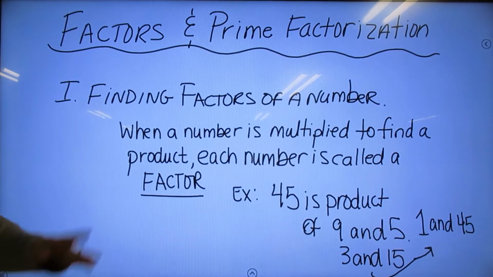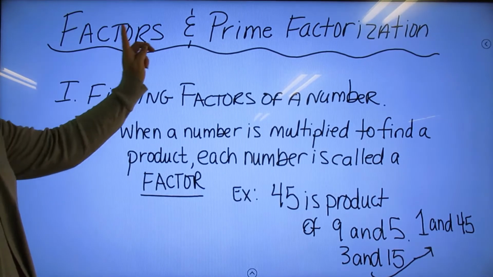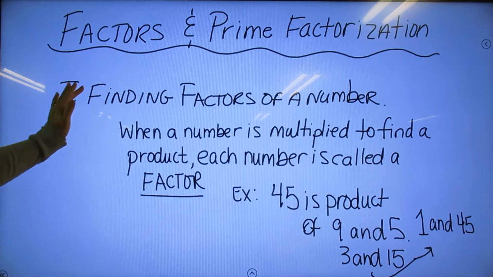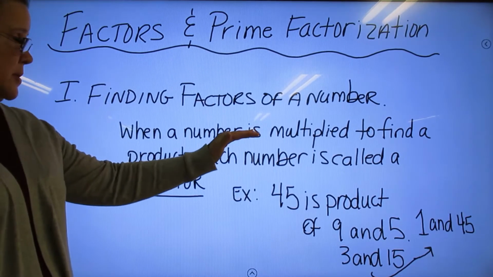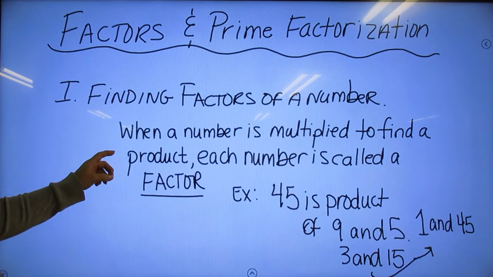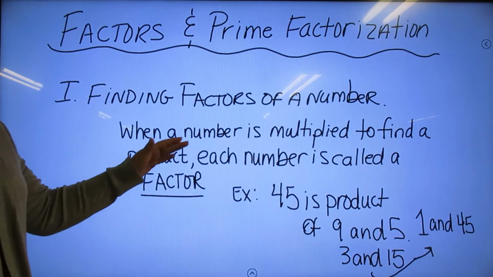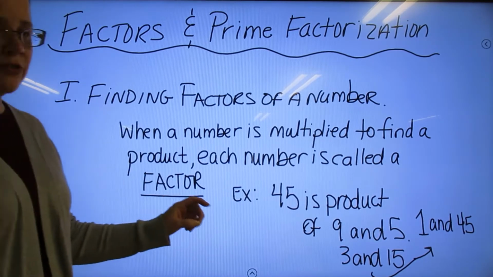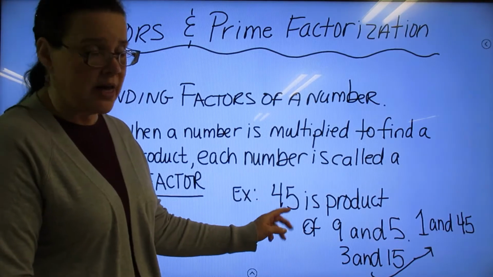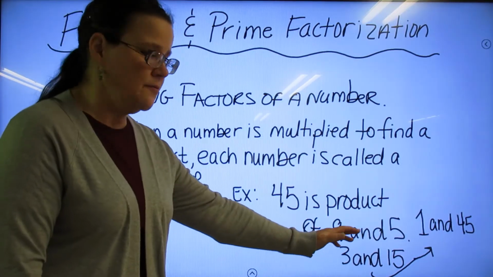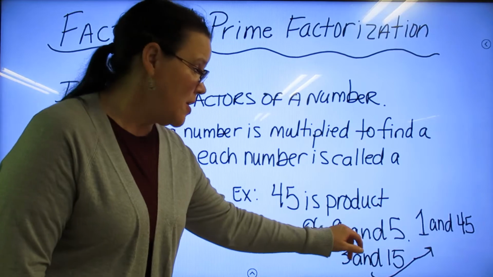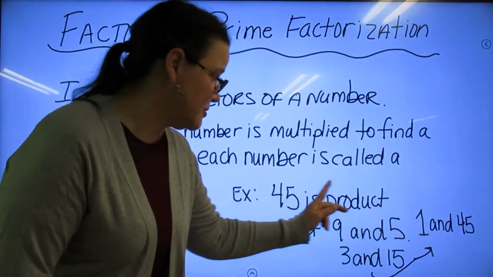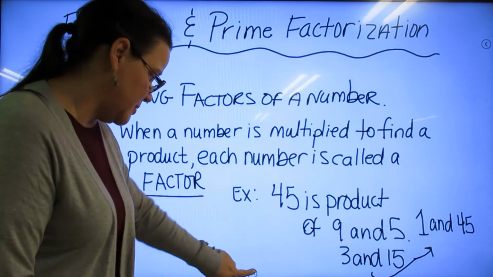All right, hello. We're going to talk about factors and prime factorizations, and we're going to find factors of a number. When a number is multiplied to find a product, each number is called a factor. So the factor numbers of 45 are what? 9 and 5, 3 and 15, 1 and 45. All those numbers are factors of 45, the product, okay?